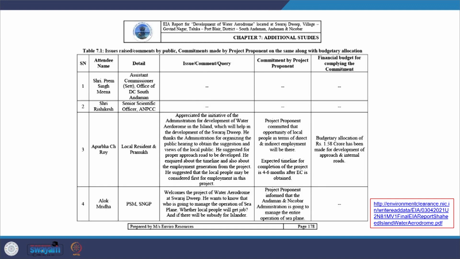So all the issues which were raised and the comments raised by the public, the commitments by the project proponents on the same have been aligned with the budgetary allocation. So whatever input came, they have incorporated and also made budgetary allocation for that. So you can see the list of issues which are raised and the comments of the project proponent here.